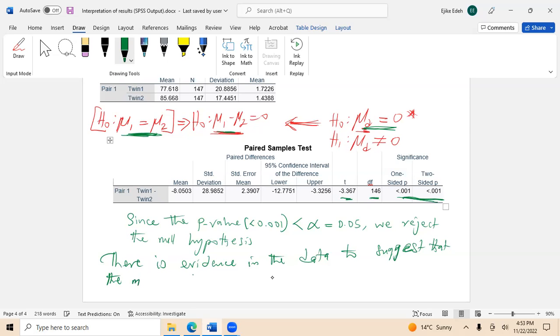There is evidence in the data to suggest that the mean weight. So if you read the instruction for this question, we are comparing the mean weight for twin 1 and twin 2, for two identical twins. Okay, so I'm going to phrase the conclusion in that context. So there is evidence in the data to suggest that the mean weight for the identical twins differs.